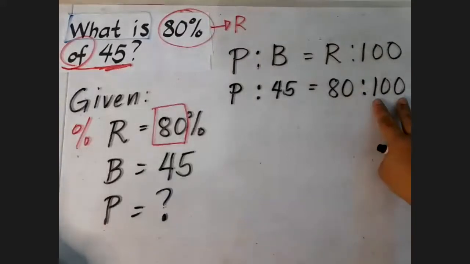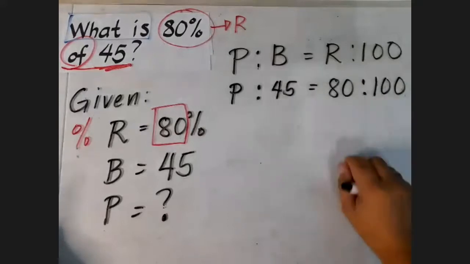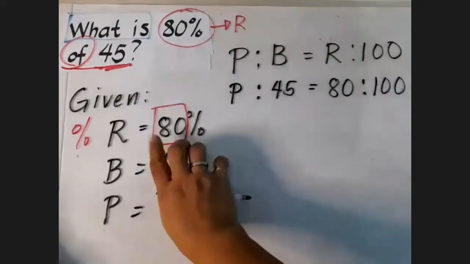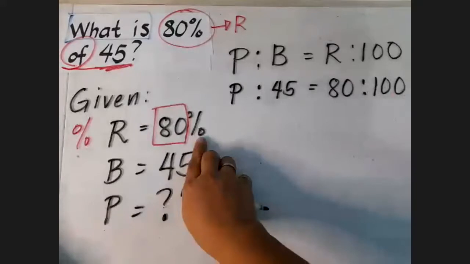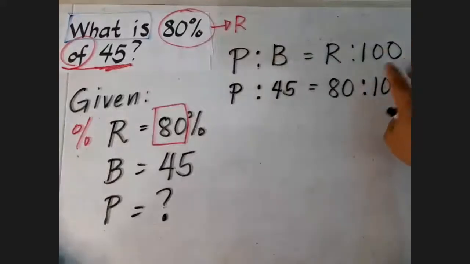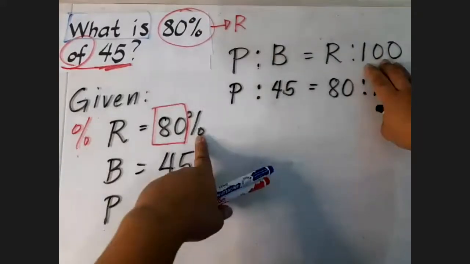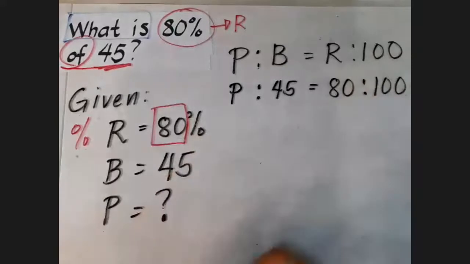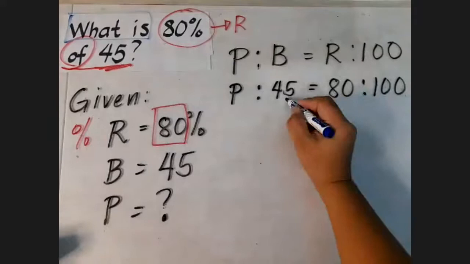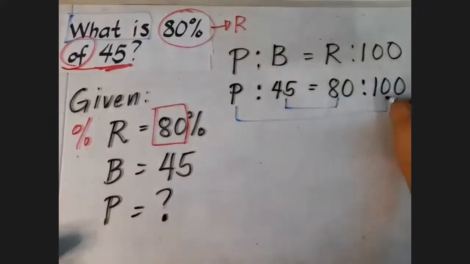Okay, anong silbi ng 100 na yan? Actually, when you read this, kanina, di ba? This is 80 for every 100 or 80%. Ito yung rate, 80%. Okay? So, sa formula natin na P is to B equals R is to 100, yung 100 is for the percent symbol. Okay? Now, since this is a proportion, we solve this like we look for the missing term in a proportion. We multiply the means and then we multiply the extremes.